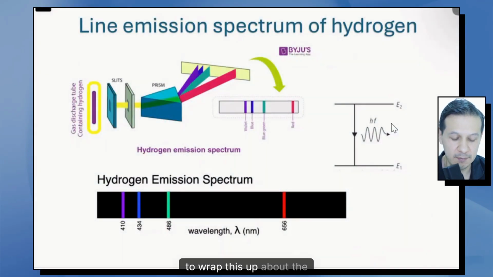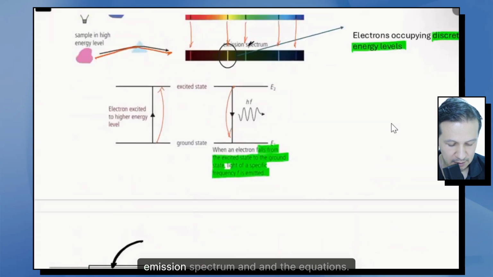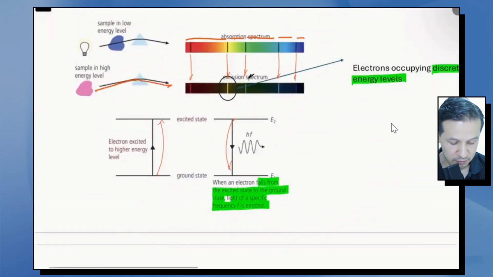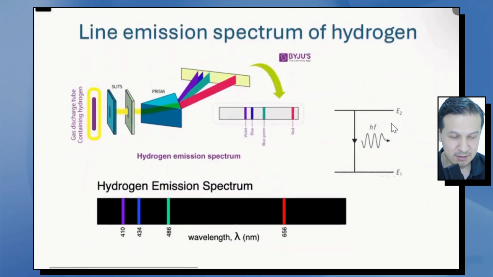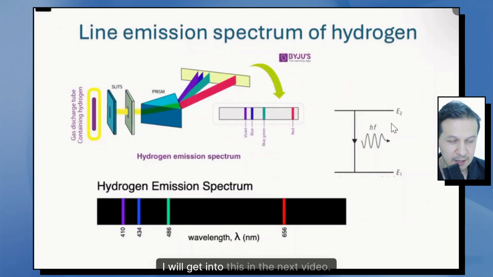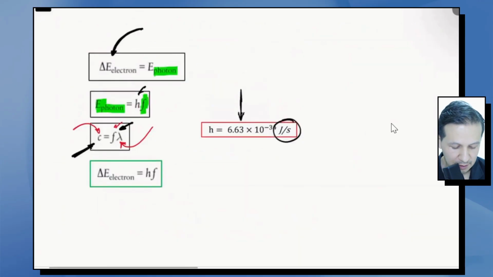To wrap this up about the emission spectrum and the equations, this is part 4 of this emission spectrum and electron configuration series. So I will get into this in the next video. So make sure that you are following.